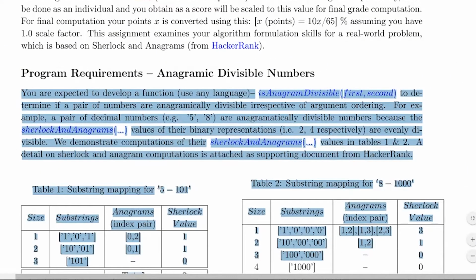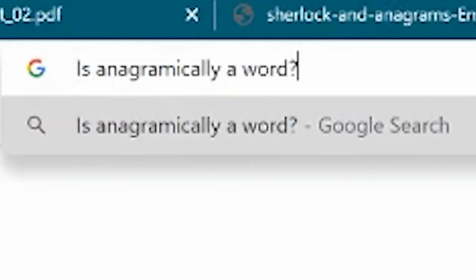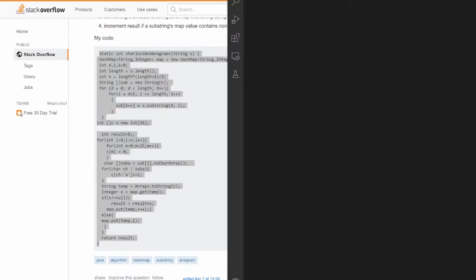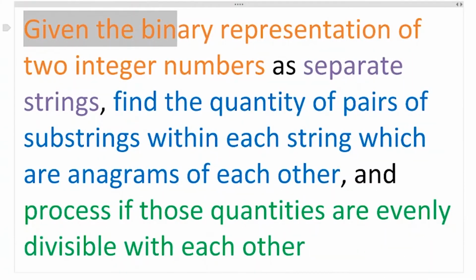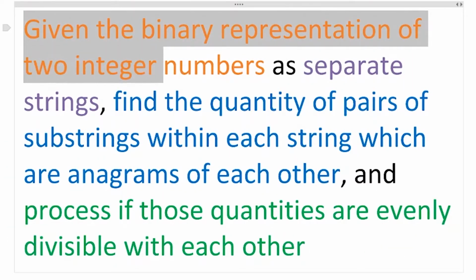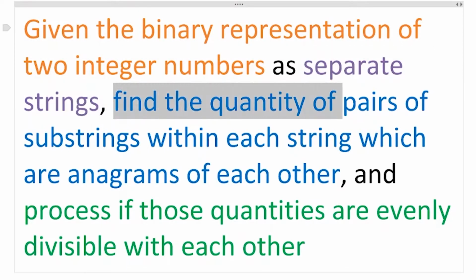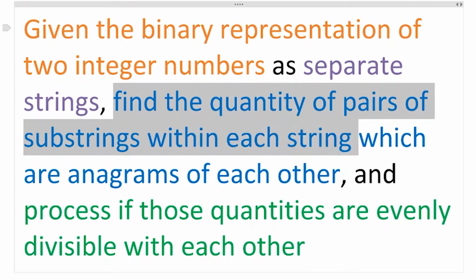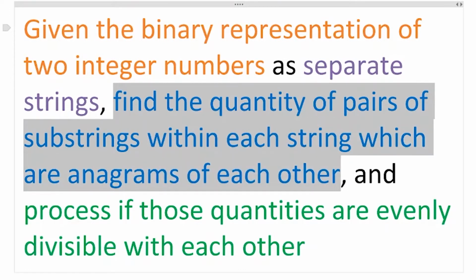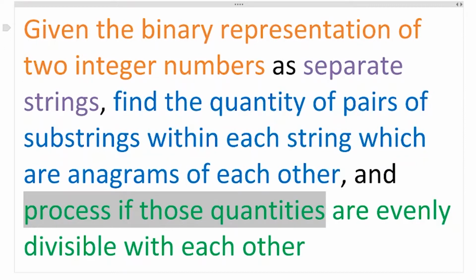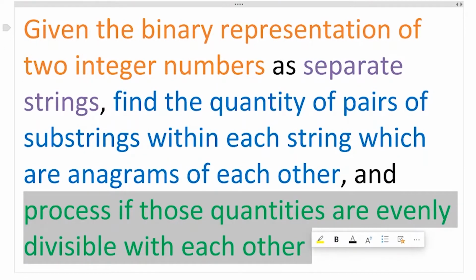It took me almost 2 hours of staring at the explanation, searching the internet, and copying code from Stack Overflow just to understand everything. And I'll try to compress those 2 pages into a single sentence here to better sum it all together. Given the binary representation of 2 integer numbers as separate strings, find the quantity of pairs of substrings within each string which are anagrams of each other, and process if those quantities are evenly divisible with each other.